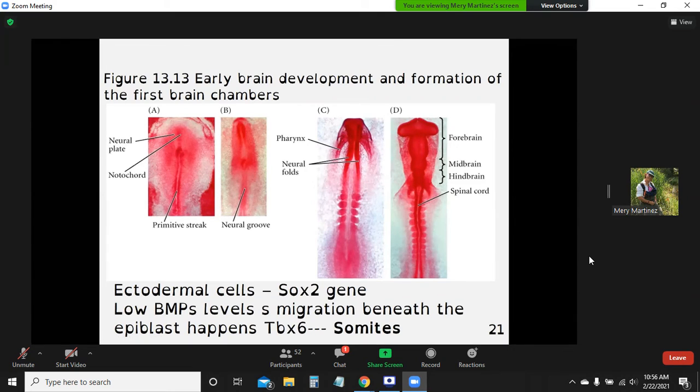So these ectodermal cells will form the posterior secondary neural tube that is going to happen over here. Okay, and for this we're going to need the gene SOX2. So we're going to have ingressing mesodermal cells, and this will encounter low levels of BMPs, because we are at the back portion of this embryo. And we're also going to be using the other gene, TBX6, that will help for the formation of the somites. So not only SOX2, but also TBX6.